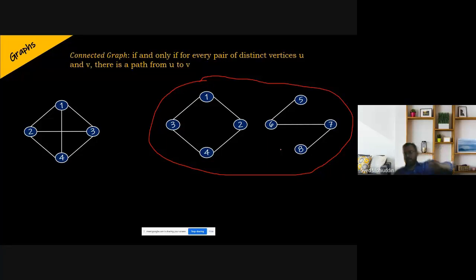There should have been at least an edge between 2 to 6 or 6 to 1 or any other. These are 2 disjoint graphs, what we call them. These are not connected graphs.